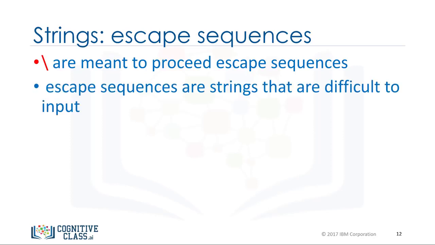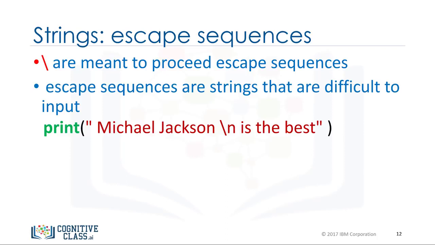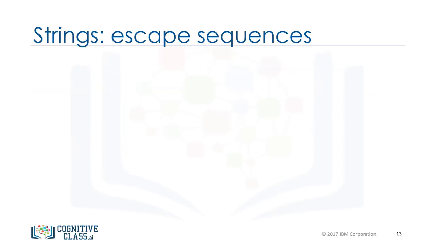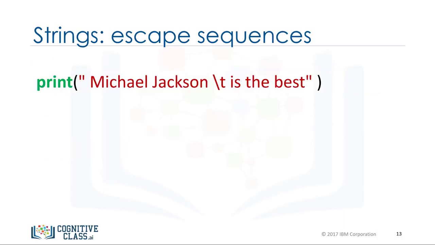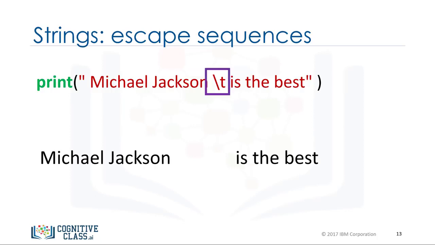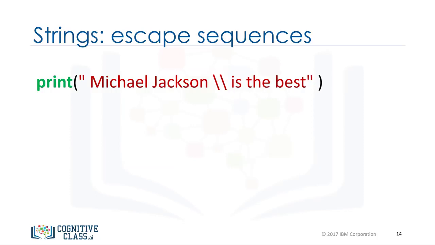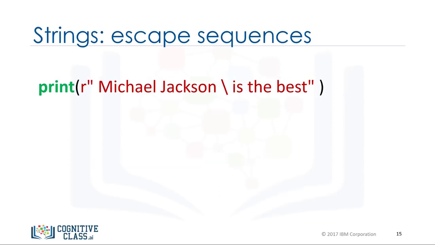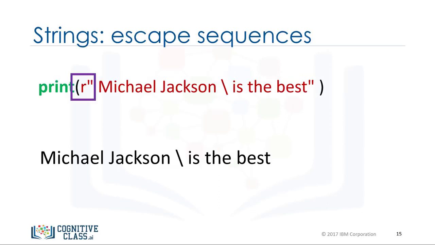Backslashes represent the beginning of escape sequences. Escape sequences represent strings that may be difficult to input. For example, backslash n represents a new line. The output is given by a new line after the backslash n is encountered. Similarly, backslash t represents a tab. The output is given by a tab where the backslash t is. If you want to place a backslash in your string, use a double backslash. The result is a backslash after the escape sequence. We can also place an r in front of the string.